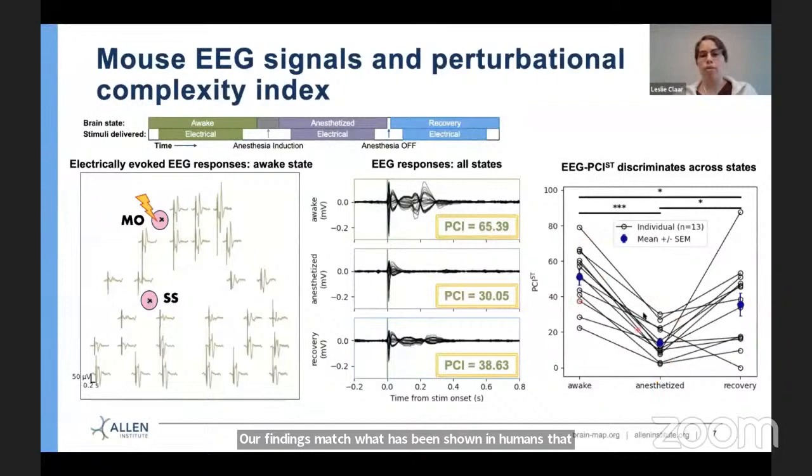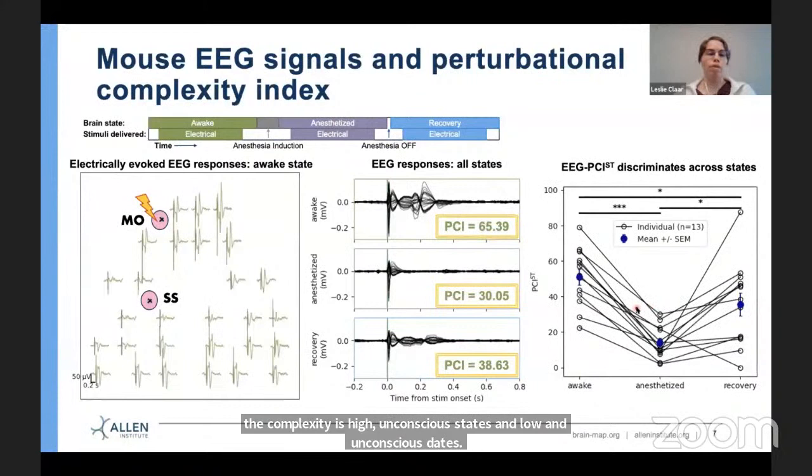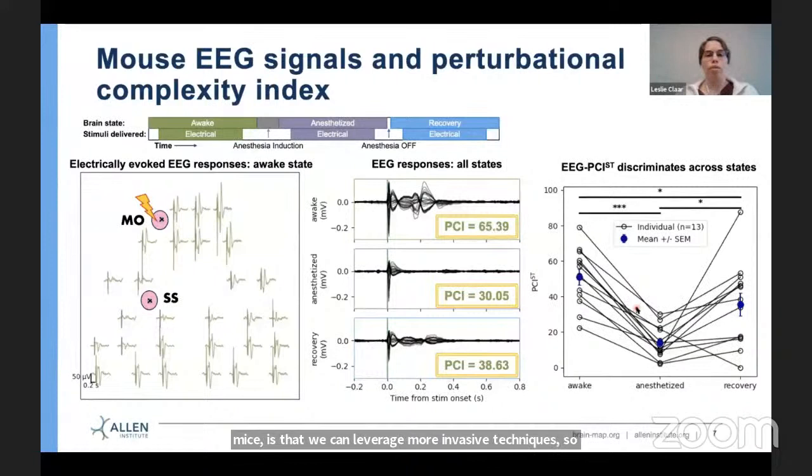The reason we translated these experiments for use in mice is that we can leverage more invasive techniques, such as recording with NeuroPixels probes, to see what's going on under the hood. Now I'm going to pass it off to Irina to tell you what we see.